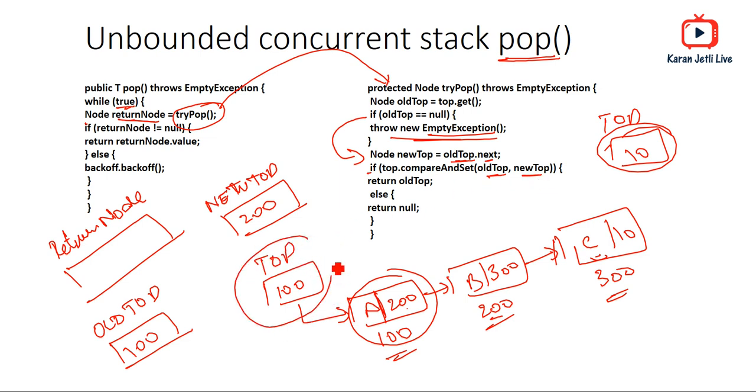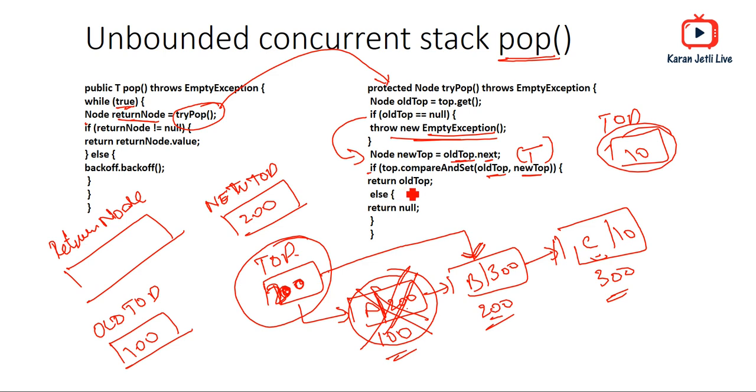Okay, so now top is compared with old top. 100 compared with 100, nothing happens, isn't it? Now top is compared with new top. 100 compared with 200, the swap happens because they are not the same. So 200 comes here, and now the top points to node 200. The top points to node 200 and this node is automatically removed. And what is the result of this operation? The result is true because the compare and set is successful.